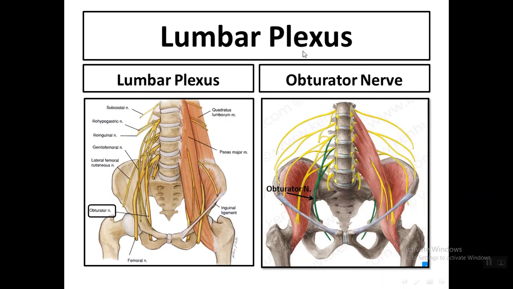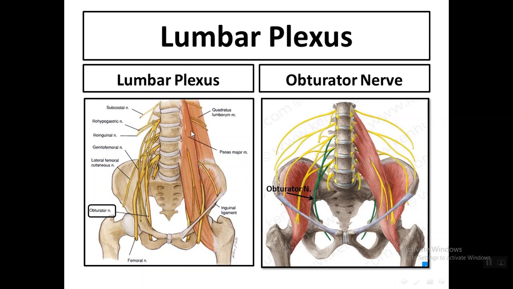What is the nerve supply to this group of muscles? It is through the obturator nerve. The obturator nerve is a branch of the lumbar plexus. This is the lumbar plexus. This plexus of nerves is formed within the substance of the psoas major muscle.